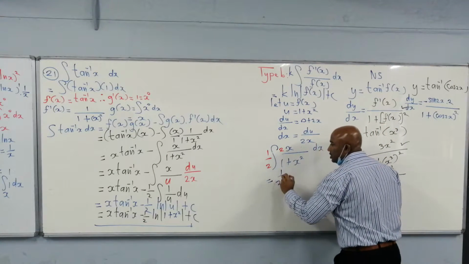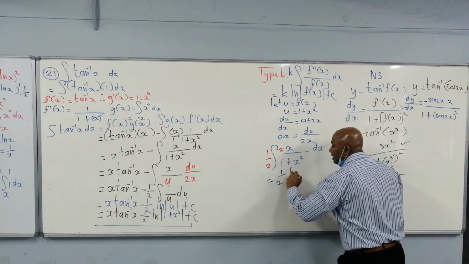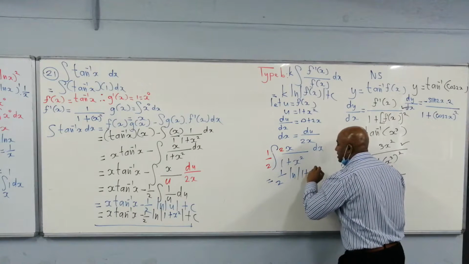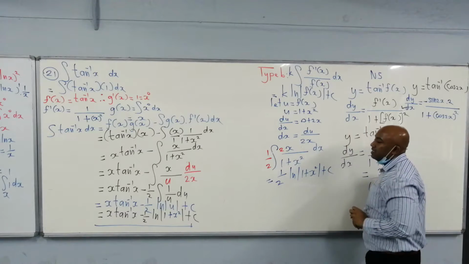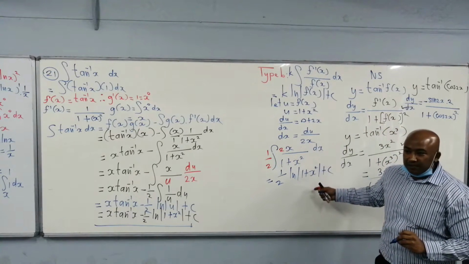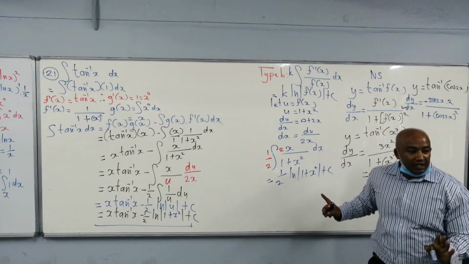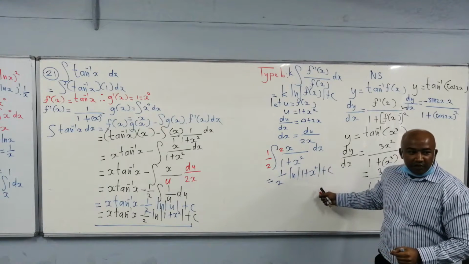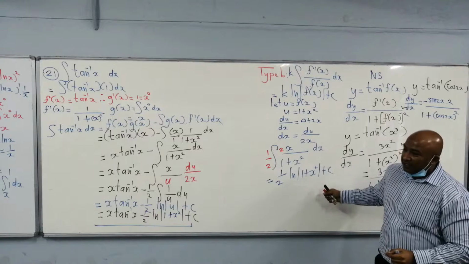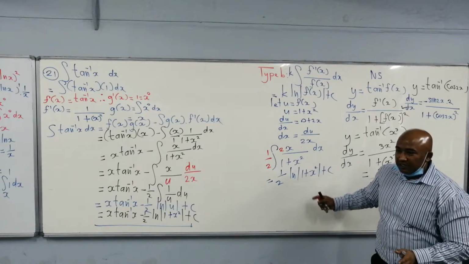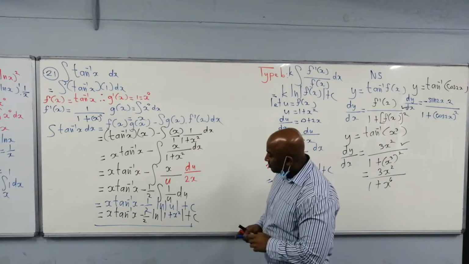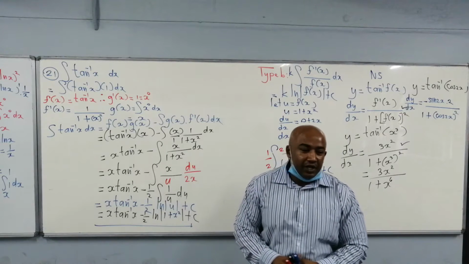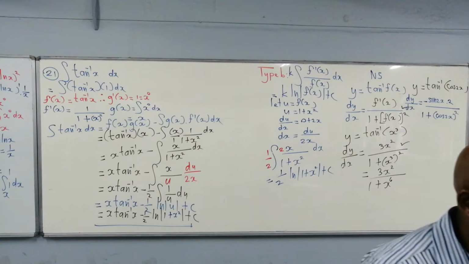So that's going to be 1 over 2. There's my k ln absolute value of 1 plus x squared plus c. This is the method of inspection, where you do not have to use any U substitution. Right, but it's up to you if you want to use it, but you have to know how to do this properly. Alright, so that was number 21. You can take that down. We're dealing with the next one.